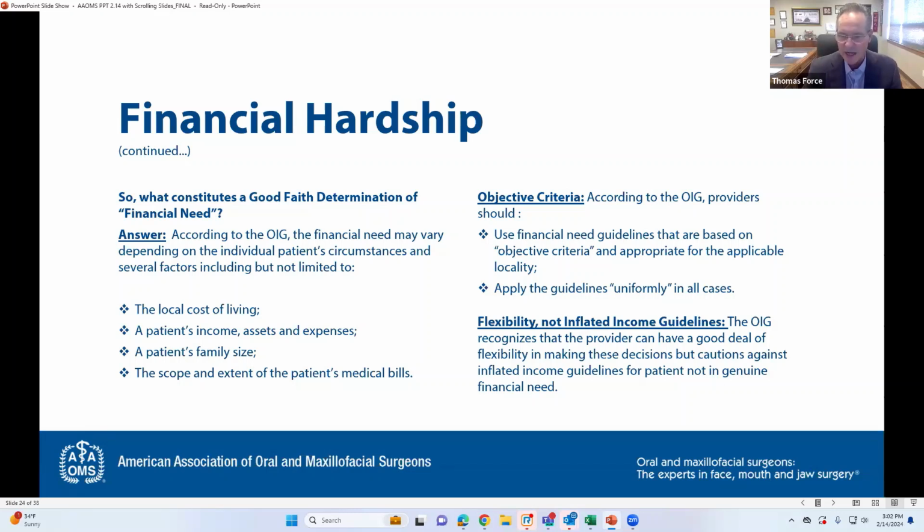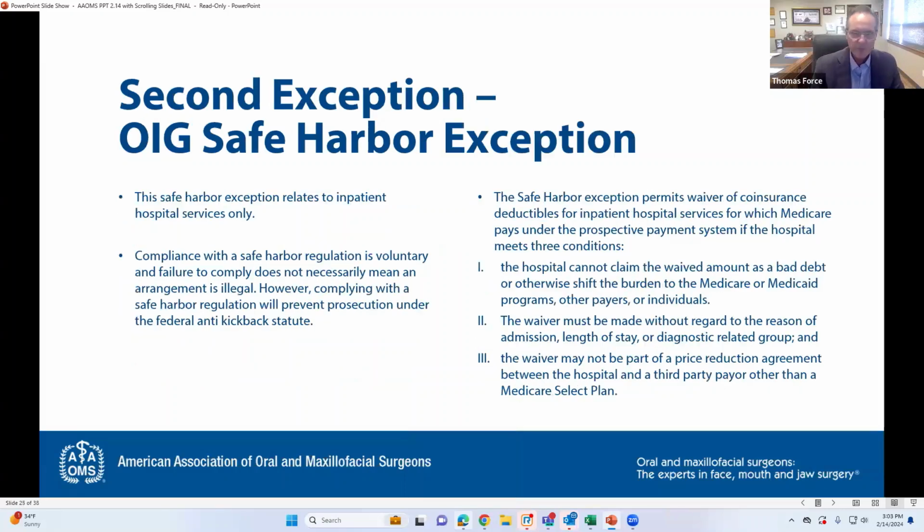Flexibility, not inflated income guidelines. The OIG recognizes that the provider can have a good deal of flexibility in making these decisions, but cautions against inflated income guidelines for patients not in genuine financial need. I had another client who said anyone that earns $200,000 as a family gets an 85% discount. It's not reasonable. It's just not reasonable.